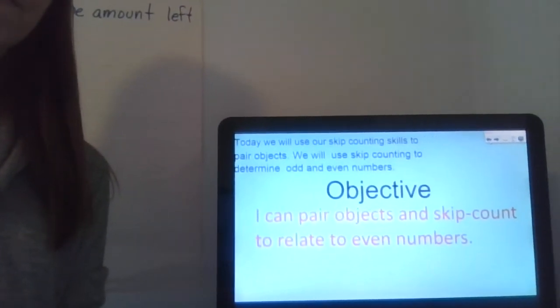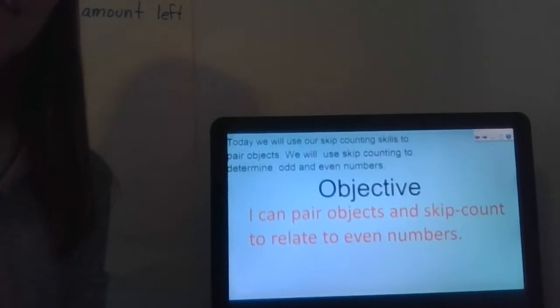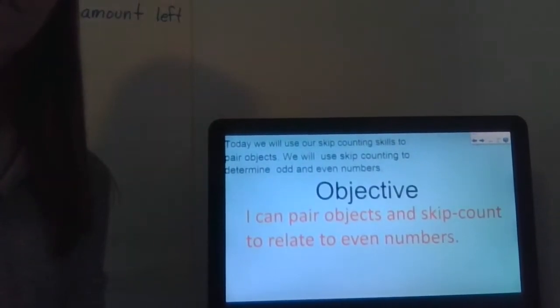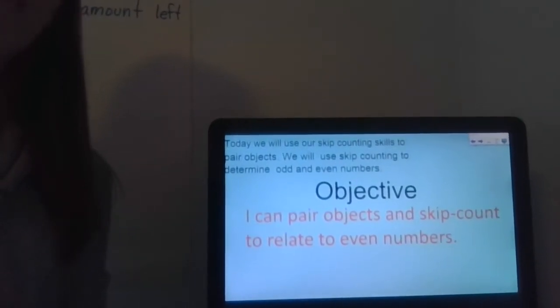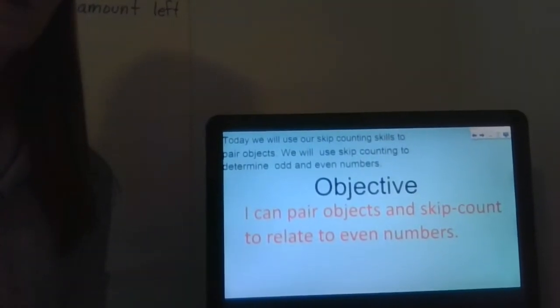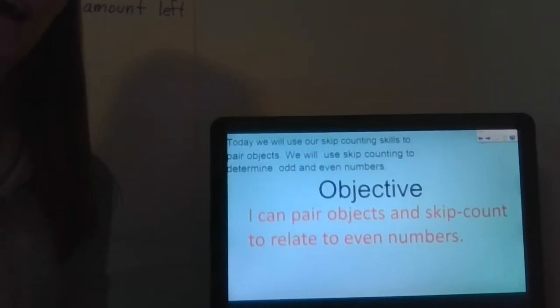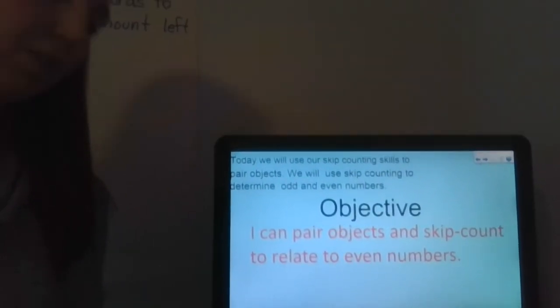Today's objective: I can pair objects and skip count to relate to even numbers. What that means is that today we will use our skip counting skills to pair objects. We will use skip counting to determine odd and even numbers.